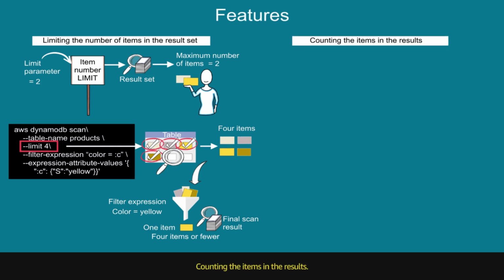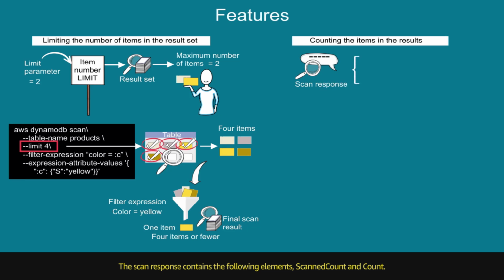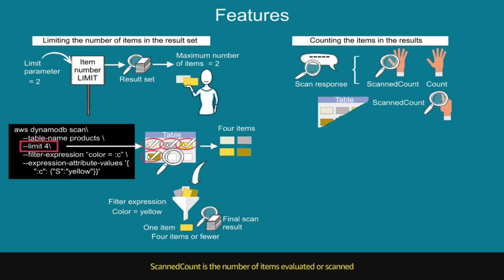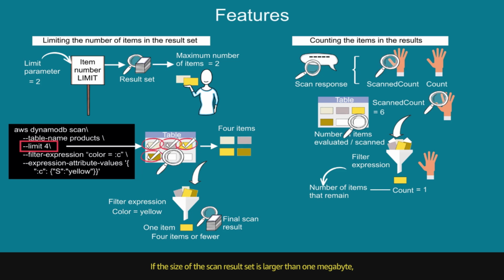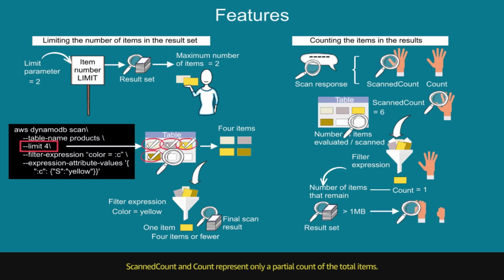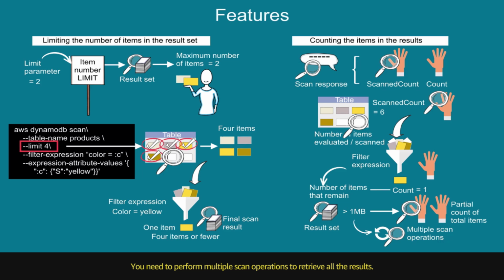Counting the items in the results. The scan response contains the following elements: scan count and count. Scan count is the number of items evaluated or scanned before any scan filter is applied. Count is the number of items that remain after a filter expression was applied. If the size of the scan result set is larger than 1 megabyte, scan count and count represent only a partial count of the total items. You need to perform multiple scan operations to retrieve all the results.